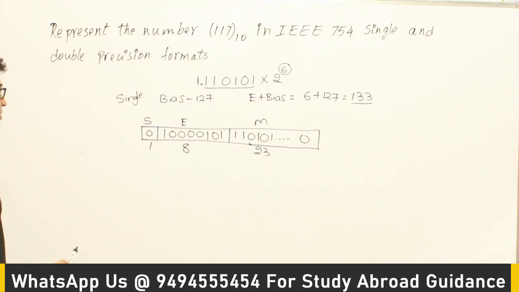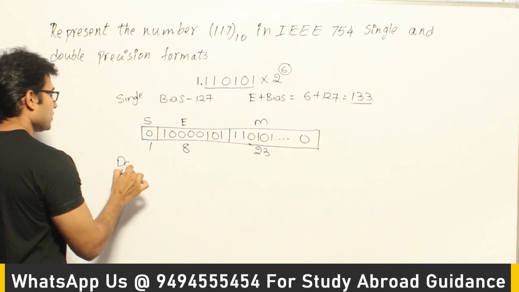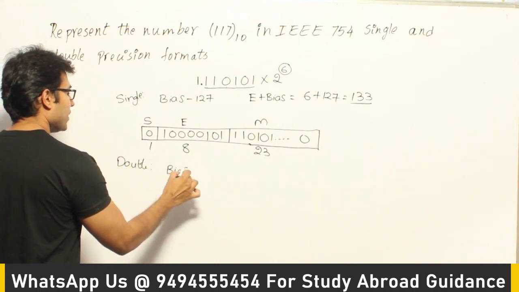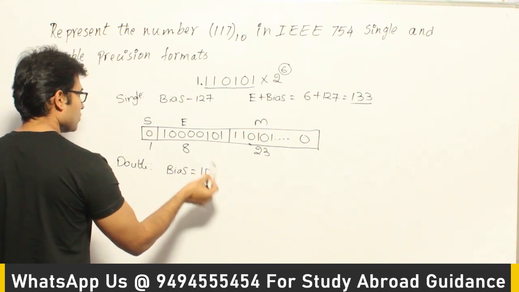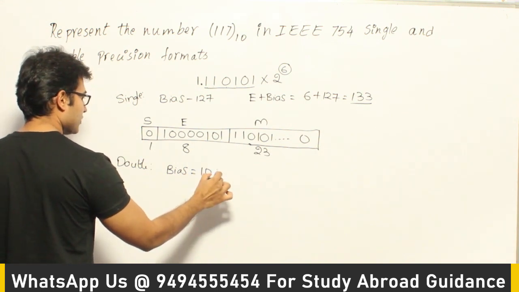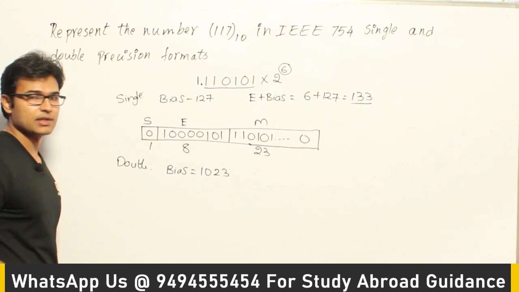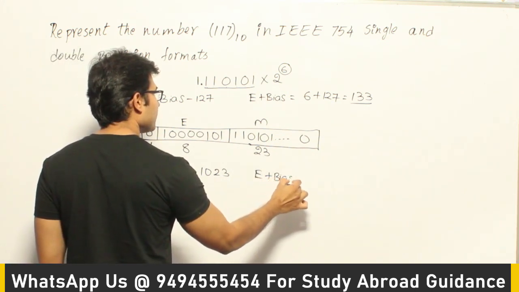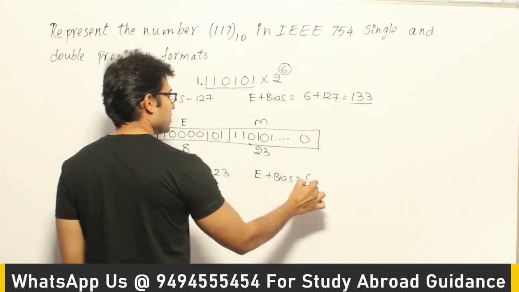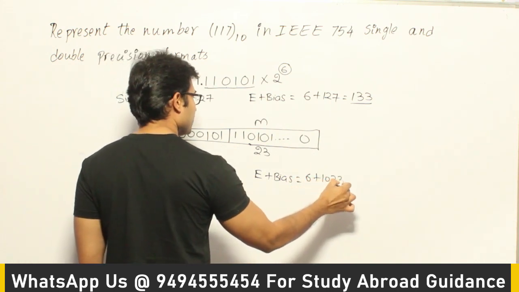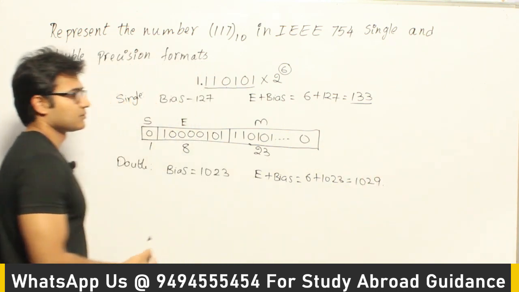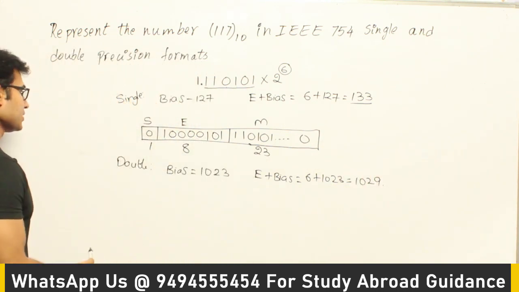Now what about double precision? In double precision, you have to be careful about the bias. Bias is not 127, it is 1023. Therefore exponent plus bias is going to be 6 plus 1023, which is going to be 1029, right? So how to represent this?